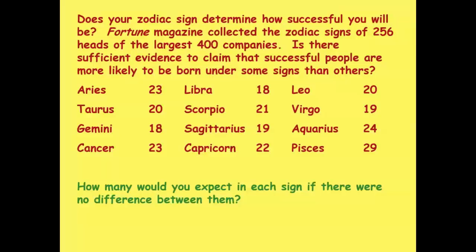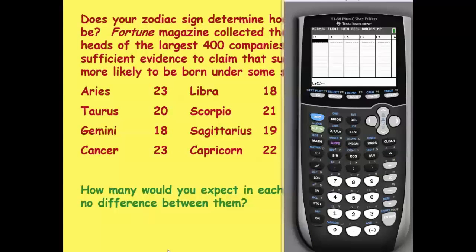Now, let's go ahead and take out our calculator and type those numbers into list 1. So we're going to go to our list 1 and input all of those numbers. So 23, 20, 18. Go ahead and pause the video and type in the numbers. I don't think you need to see me type in all these numbers, but pause it, enter the numbers, and then catch back up with me.